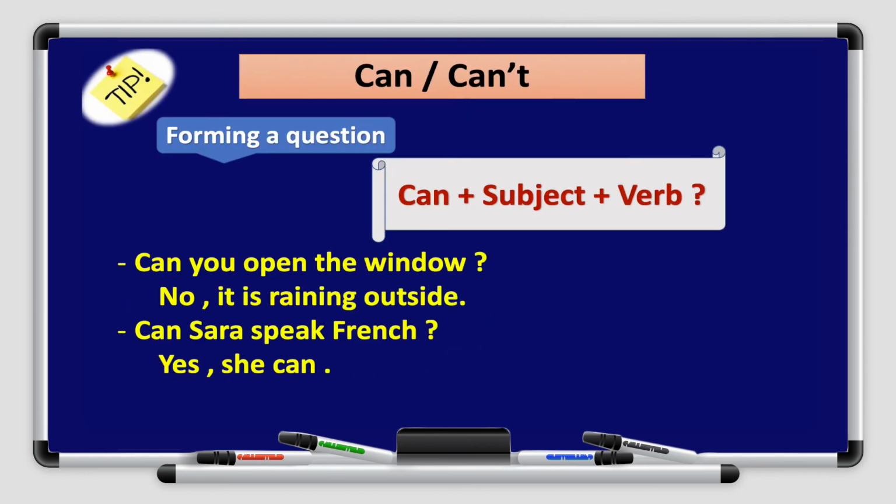What about questions? How can we form a question using can? If you want to ask a question using can, you will start with can, followed by the subject, followed by the verb. For example, can you open the window? Here we started with can, followed by the subject, you, and the verb open. The answer should be no, it is raining outside. Another question: can Sarah speak French? Here we started with can, then Sarah is the subject and speak is the verb.